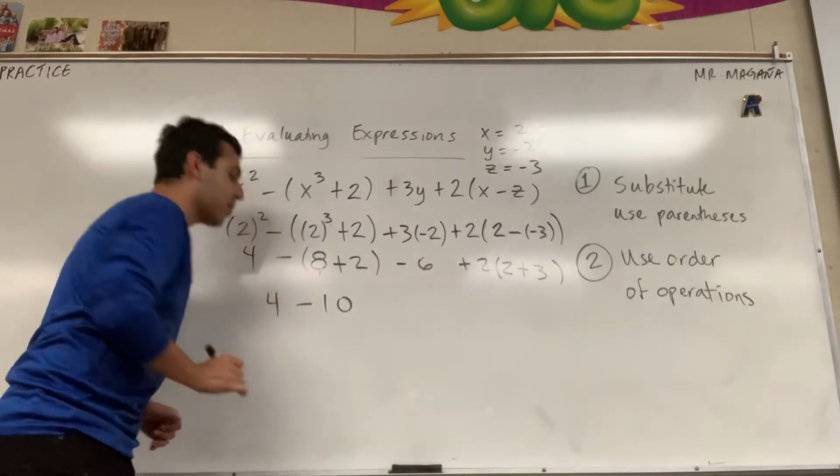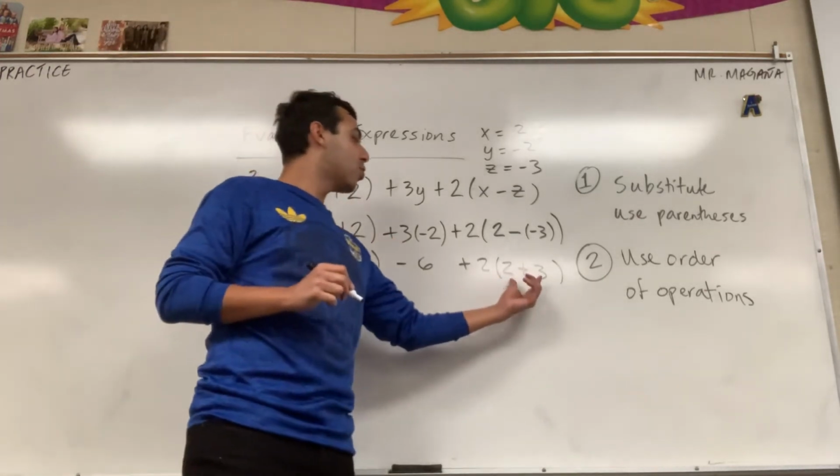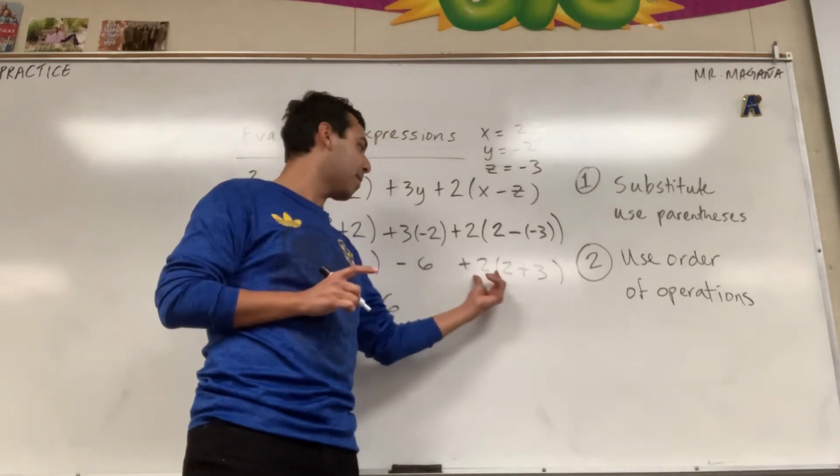I can remove the parentheses now. I can bring this -6 down here. 2 plus 3 is 5. I'm going to use a little mental math and say 5 times 2 is 10.